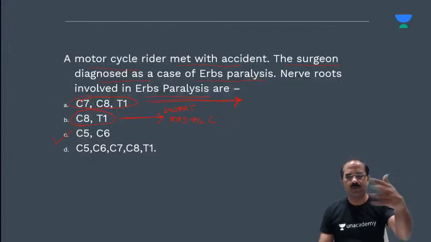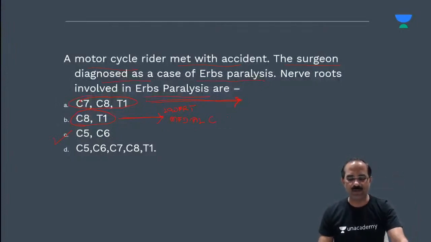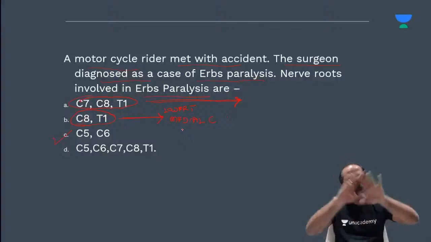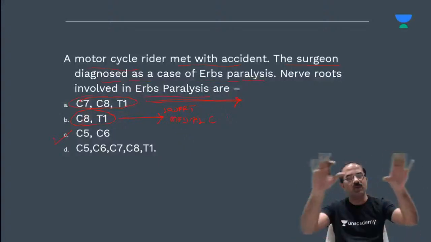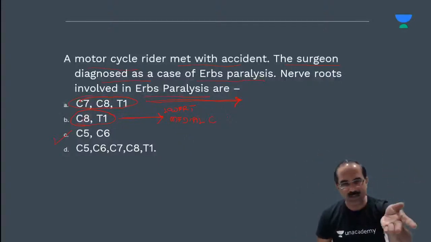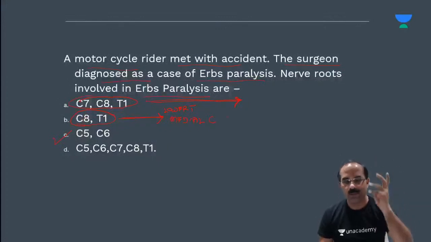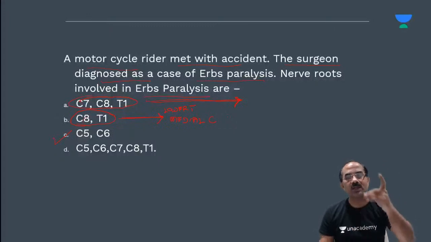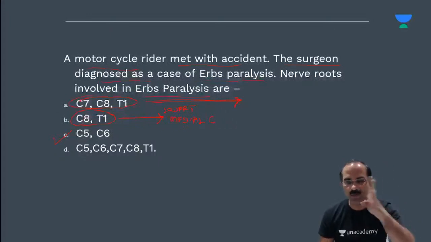Tell me, students, whatever you know, you answer. I'm looking at the screen. C7, C8, T1. See, wait a minute, C8 T1 is present in the medial cord. So all the branches of the medial cord will have C8 and T1, which are the medial pectoral nerve, medial root of median nerve, the medial cutaneous nerve of arm, the medial cutaneous nerve of forearm. Okay, so these will have C8 and T1.